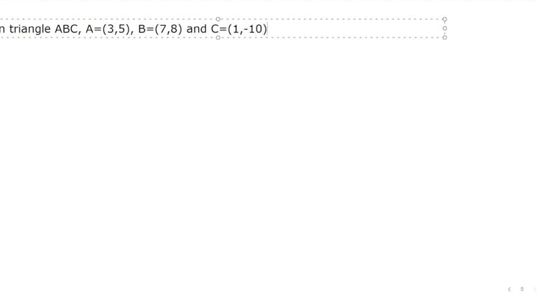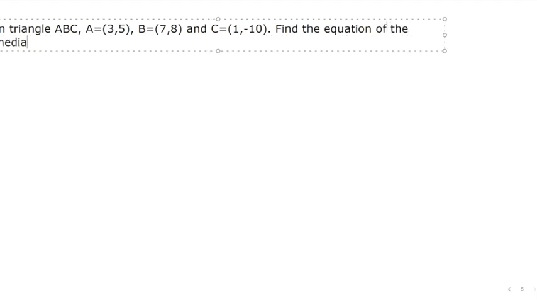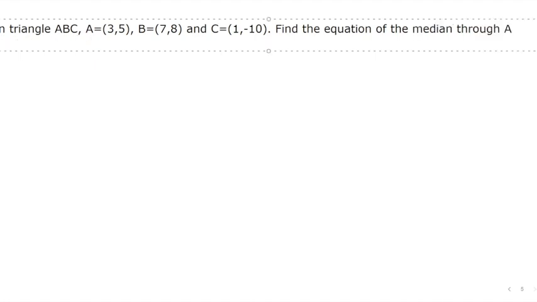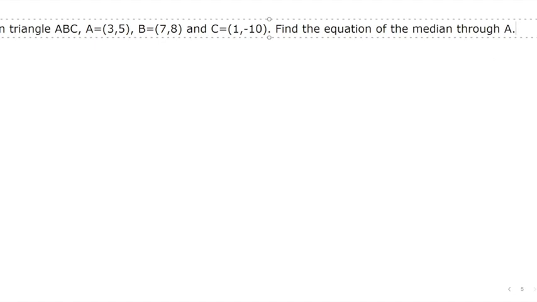Find the equation of the median passing through A, or median through A should be good enough. Okay. Let me just check if I've written everything correctly. In triangle ABC, A is equal to 3, 5, B is equal to 7, 8, and C is equal to 1, minus 10. Find the equation of the median through A.